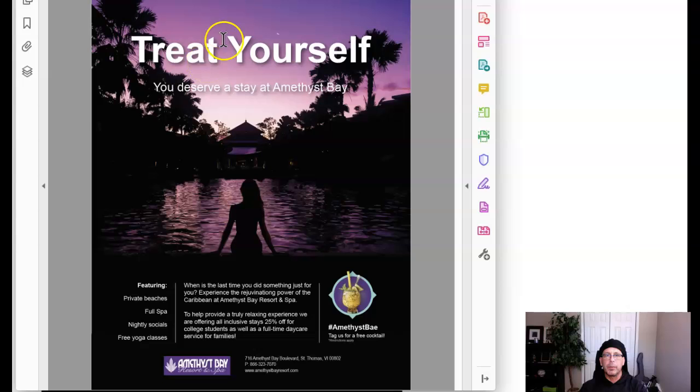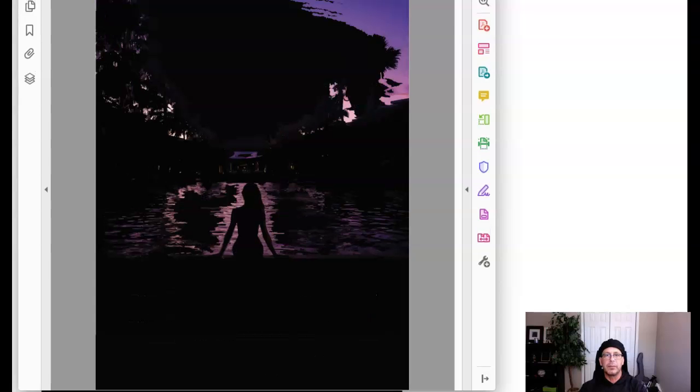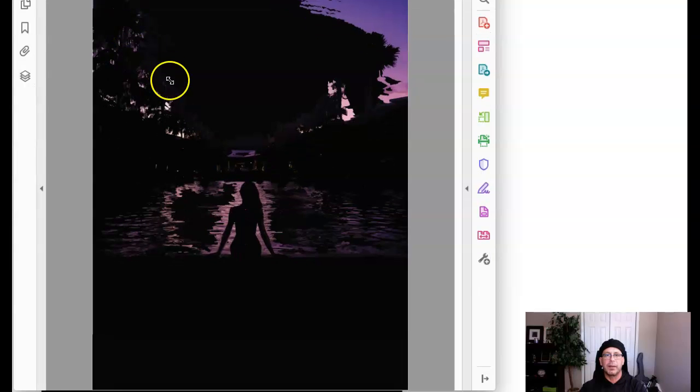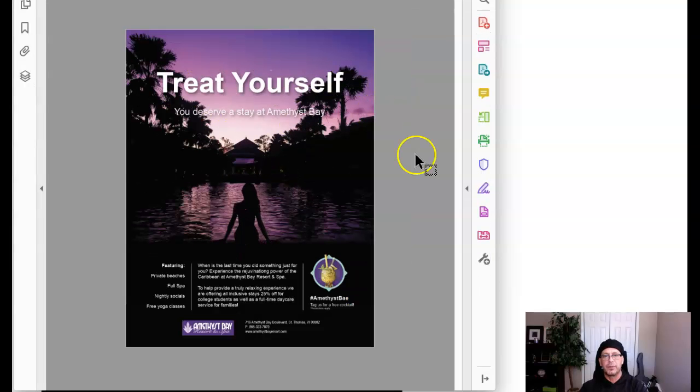All right, let's go take a look at the ad. I've got the ad up in a separate window, so we'll just fit it in the window. Okay, that's perfect.